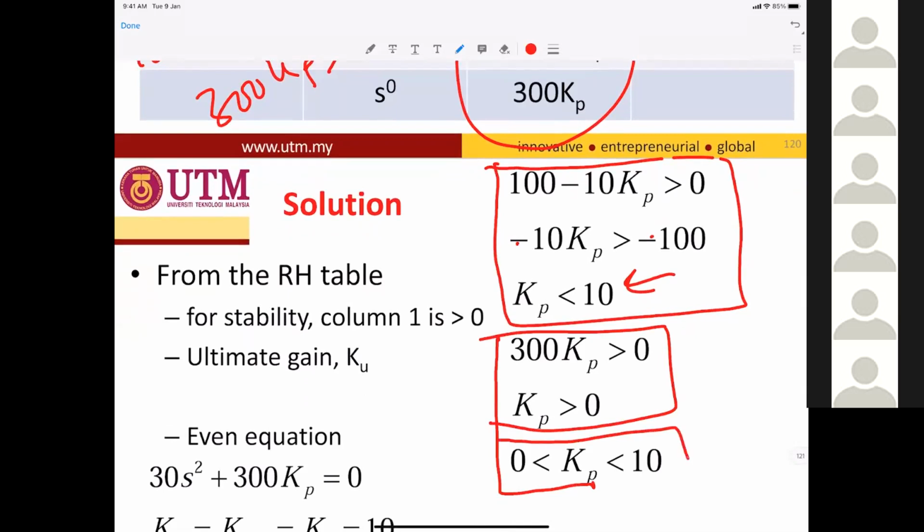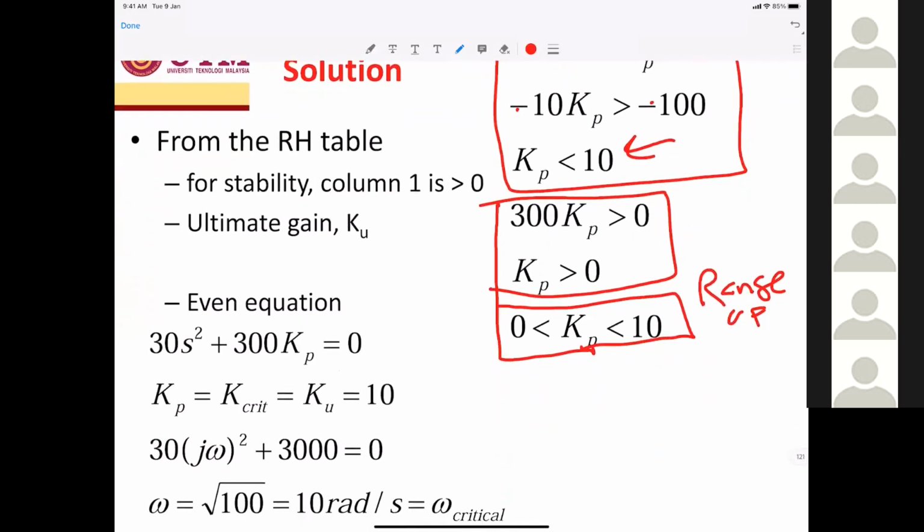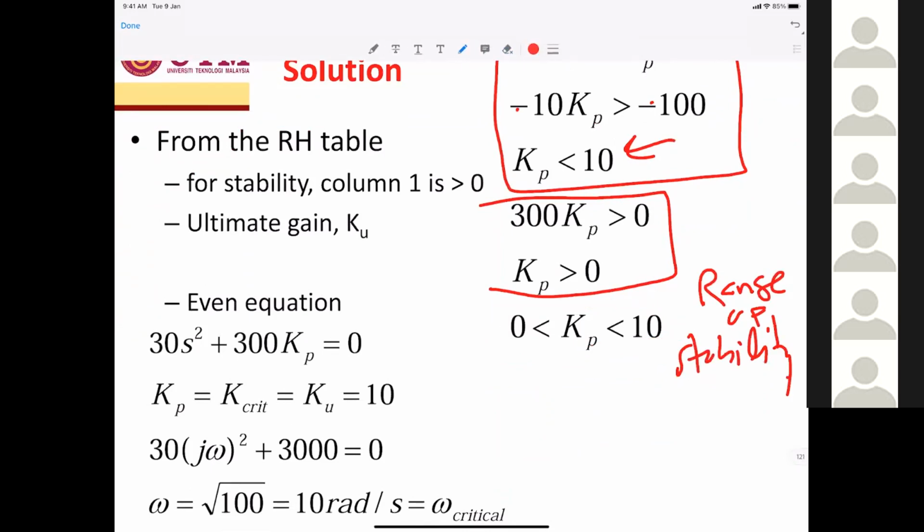So that's why the range of stability, this is what I call the range of stability, is 0 less than Kp less than 10. This is the range of stability.